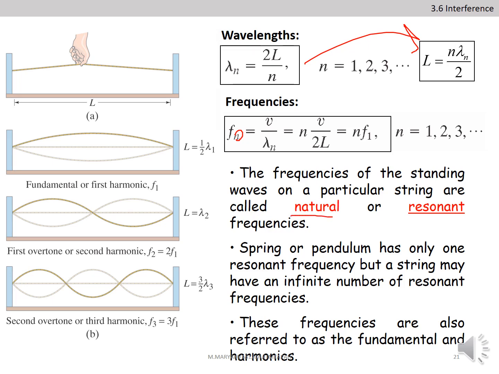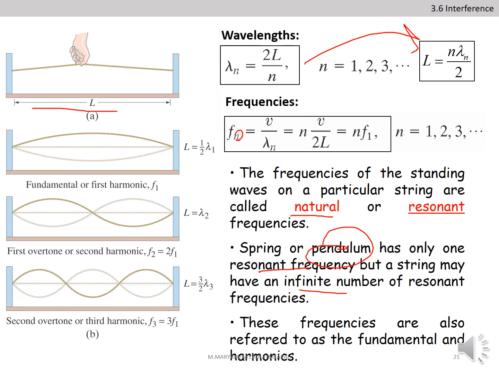So the frequencies of the standing wave on a particular string are called natural or resonant frequencies. A spring or pendulum has only one resonant frequency, but a string may have an infinite number of resonant frequencies. Remember, a pendulum only has one resonant frequency. These frequencies are also referred to as the fundamental and harmonics, as you can see in the figure.